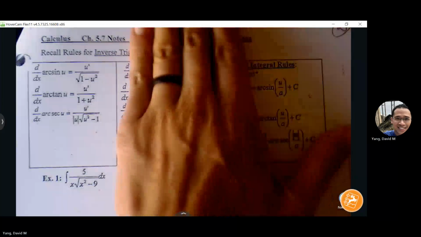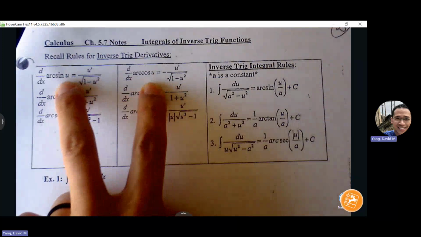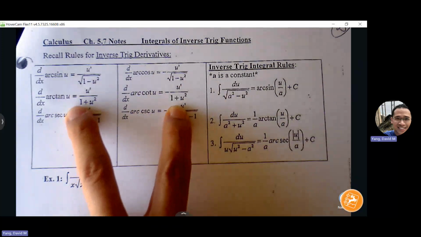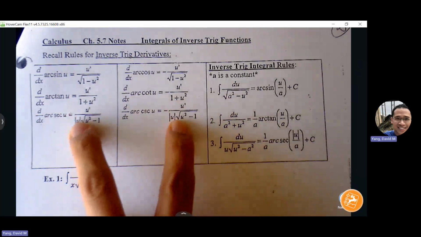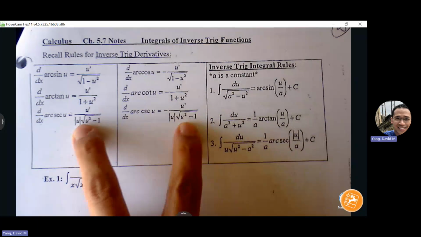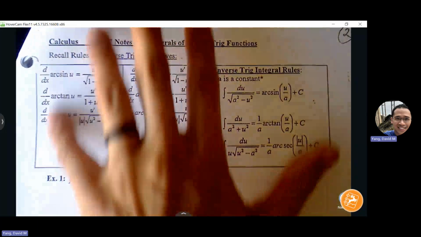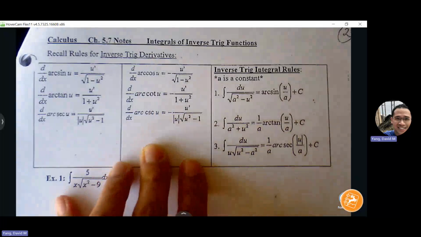Because the arcsine and arccosine are just negative versions of each other. Arctangent and arccotangent are just negative positive versions of each other. Arcsecant and arccosecant, negative positive versions. So we should think if we memorize the first row, we basically have the second row figured out as well.